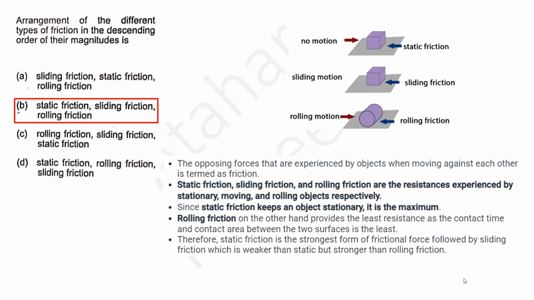Here what is important is the contact area between the two surfaces. If the contact area between the two surfaces is maximum, then it will be static friction. If it is a little less than that of static friction, then it will be sliding friction. Then if the contact area between two surfaces is the least, then it will be rolling friction. Okay.